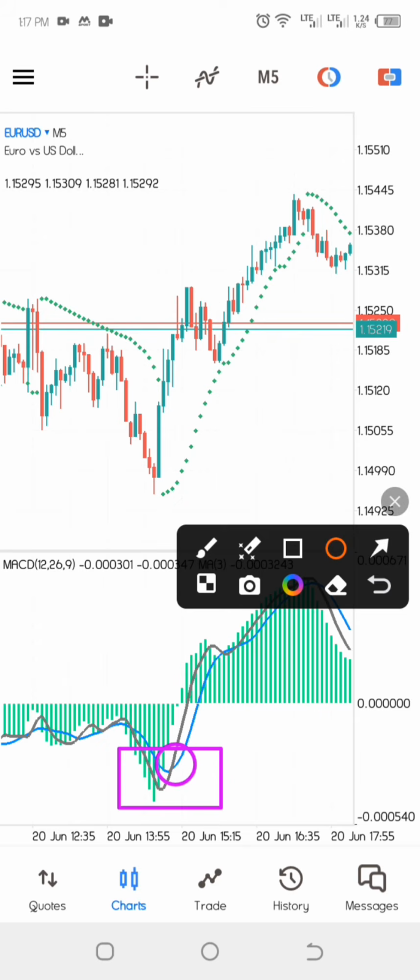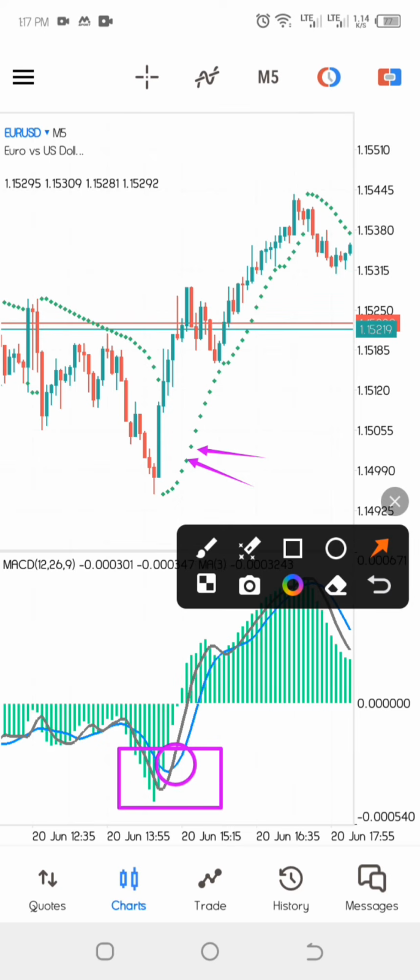Okay, so after we see this crossover, then the next thing we have to do is just look to our main chart. We want to see that this main chart gives us what we need. And what is that? That we want to see that the parabolic SAR is at the bottom of the price action, which means it's below the price, which is below the candles.